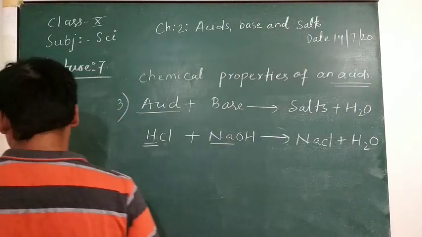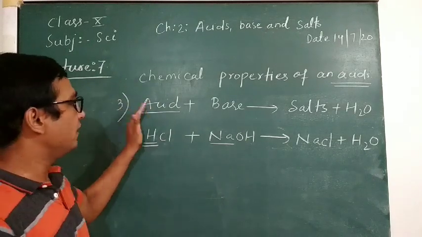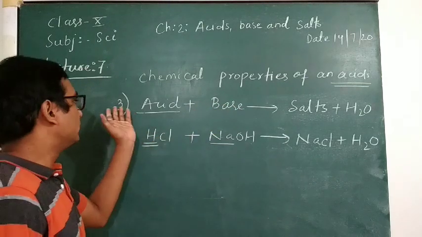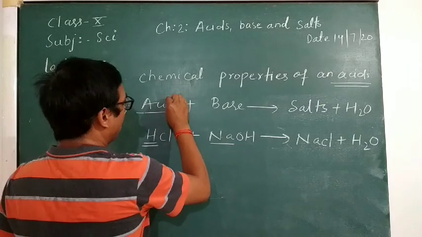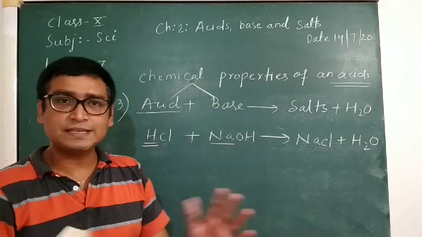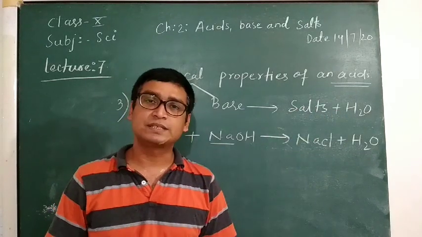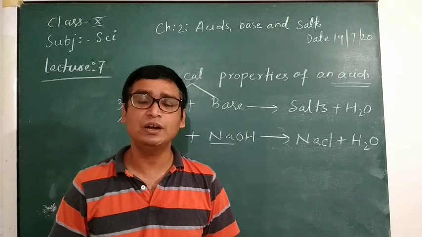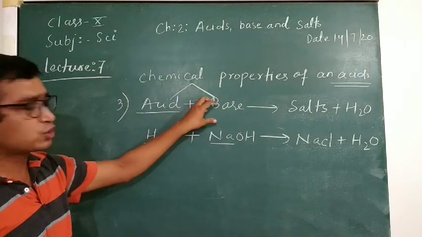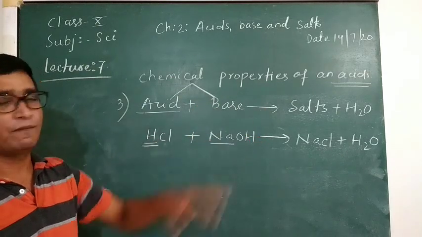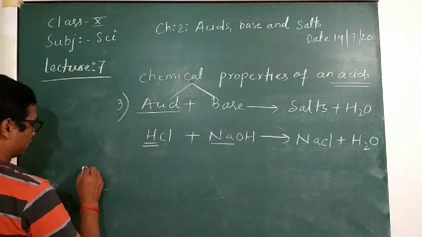As I told, in this reaction acid and base neutralize the acidic effect, or you can say both the acid and base neutralize each other's effect and form salt and water. So this reaction is referred to as a neutralization reaction. So we can also write, when acid reacts with base, it forms salt and water. This type of reaction is called a neutralization reaction.